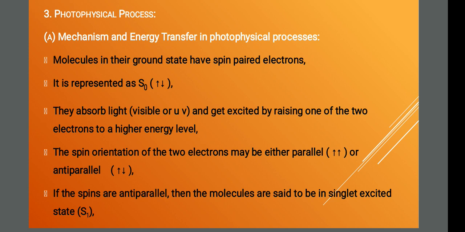They absorb light and get excited, raising one of the two electrons to a higher energy level. The spin orientation of the two electrons may be either parallel or anti-parallel. I'll repeat, the spin orientation of the two electrons may be either parallel or anti-parallel. If the spins are anti-parallel, then we say it is the singlet excited state, given by the symbol S1.